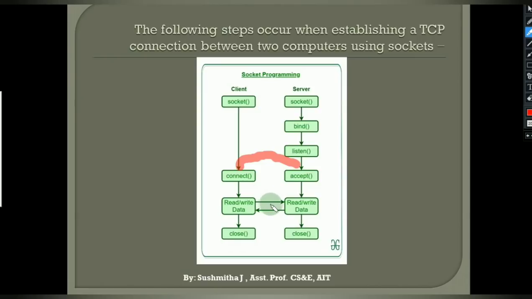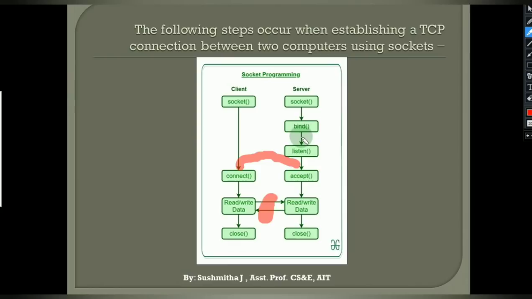So it could read or write the data. That is, the client could request some data and the server would send some data, or the server could ask for something and the client could reply to it. So the sending and receiving of data or messages can be done between the client and the server. Finally, each of them is going to close and terminate the connection that was established.